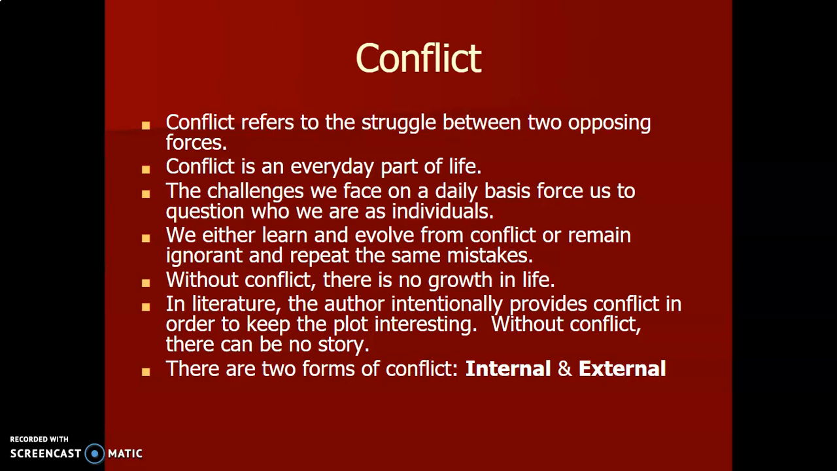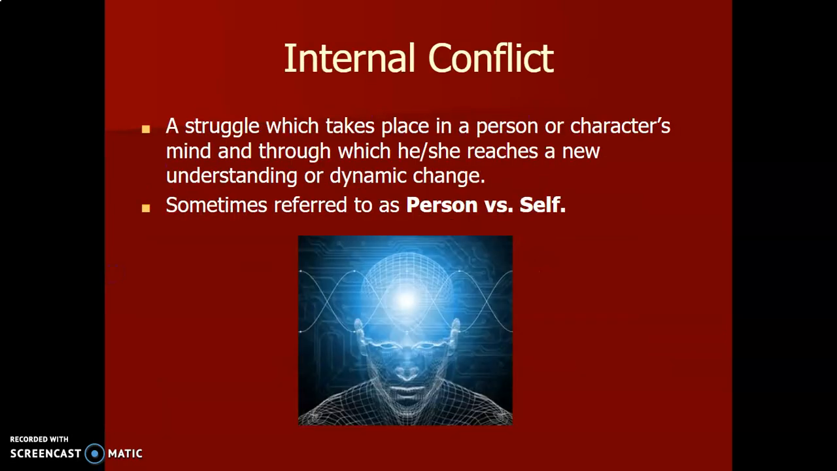So in literature, the author intentionally provides the conflict in order to keep the plot interesting, and without conflict, there is no story. There are two main forms of conflict. We have internal and external. Internal conflict is the type of conflict that takes place within the person's mind, meaning they're in conflict with themselves. So it's person versus self.